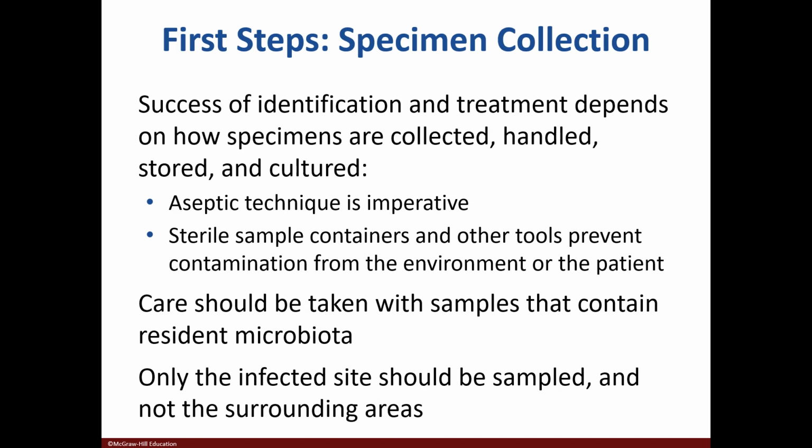The first step in the identification process is the specimen collection. It is vital that specimens are collected, handled, stored, and cultured properly so that there can be successful identification and treatment. Aseptic technique plays a big part in that success. Should a sample contain normal flora, care should be taken. This is to ensure the identification of the pathogen and not the microbiota. Only the site of infection should be sampled.